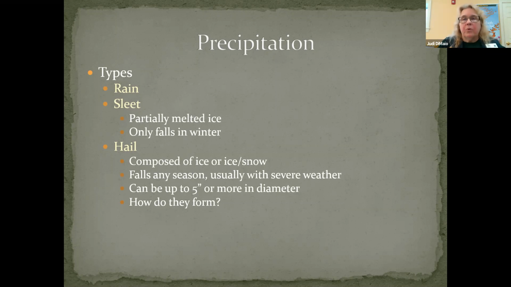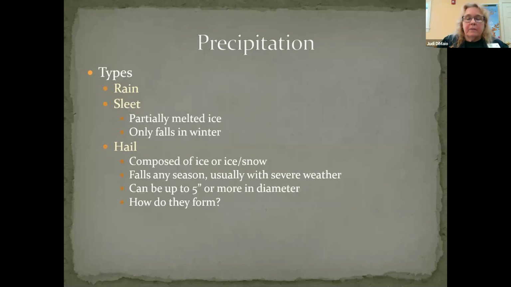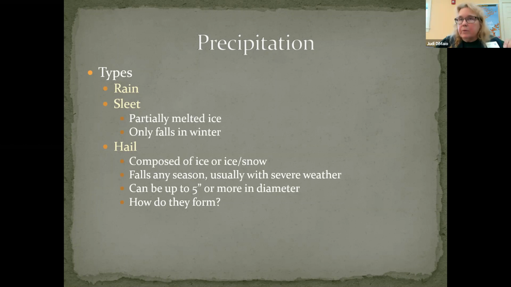But how does hail form? Well, without getting too technical, remember I said the temperature decreases with height. So you all know, you're all familiar with the Cumulonimbus cloud. They're those big cumulus clouds that bring the storms. Well, they can be over 60,000 feet high. So it's pretty cold up there.